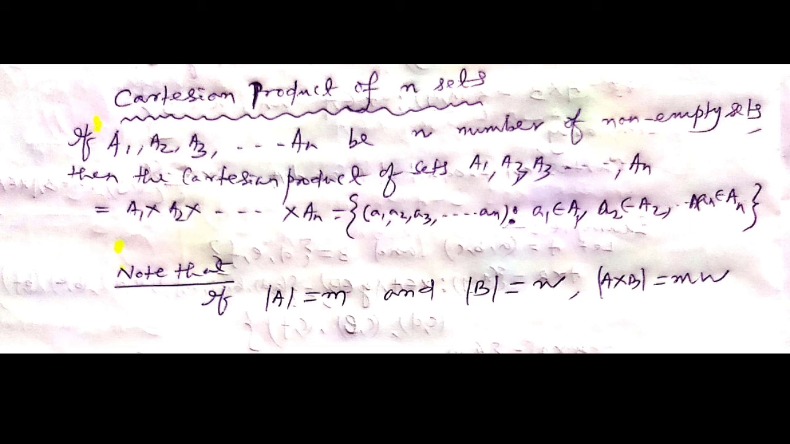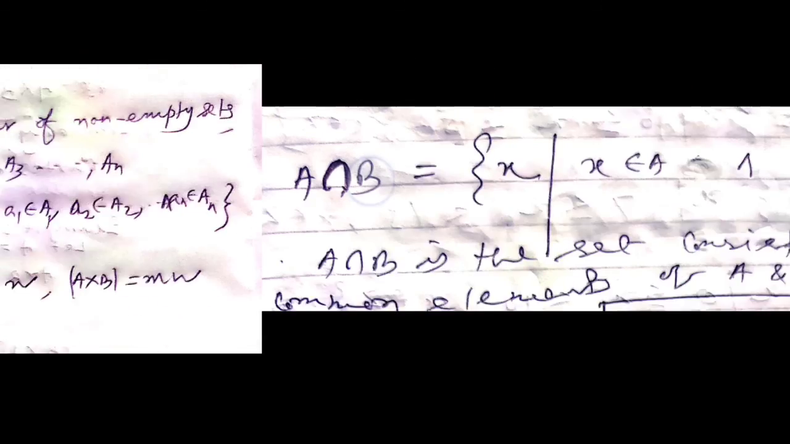It is to be noted that if A has m number of elements and B has n number of elements, then the set A cross B will have mn number of elements.